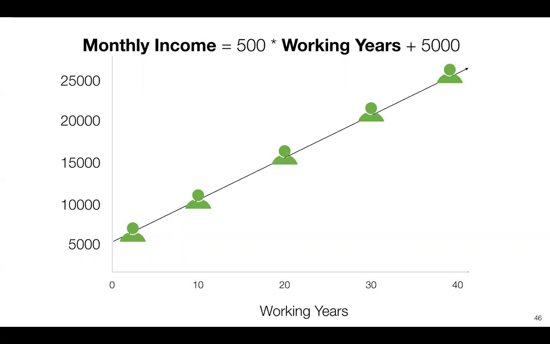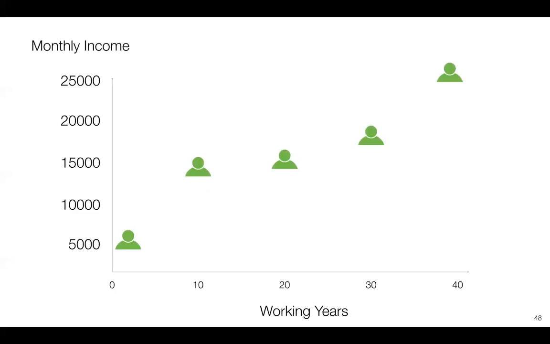And then this is kind of a simple enough formula. So we can say, how many working years? Let's say one more year you work in this company, then you multiply by 500. So then you can get the monthly income. But in reality, the data is never on a straight line.